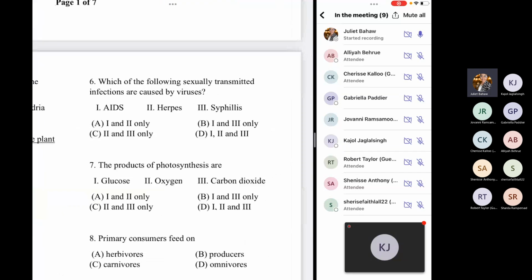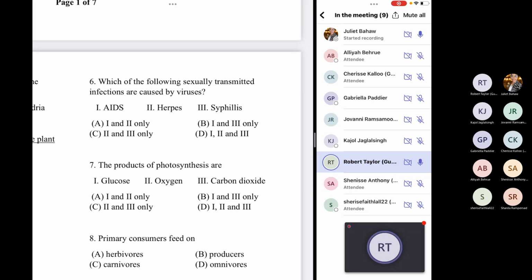All right, Robert. Which of the following sexually transmitted infections are caused by viruses? I put D. All right, 1, 2, and 3. Yes, virus. Actually, syphilis and gonorrhea are caused by bacteria. Herpes and HIV and AIDS would be viruses. So it's obviously 1 and 2, A.